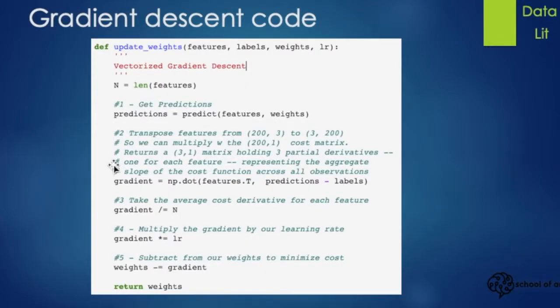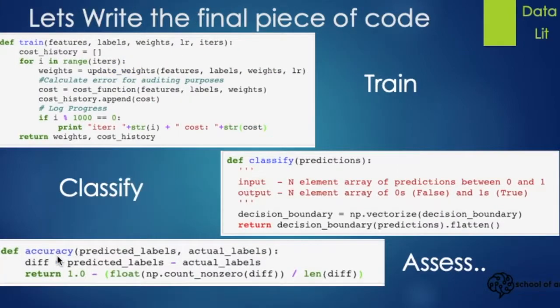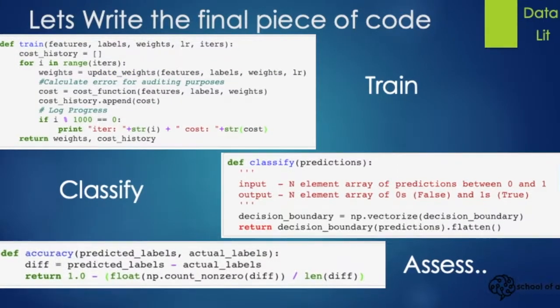Here is the code for gradient descent. So we have features, labels, weights and the learning rate here. And n is the number of features. So here we get the gradient and then we take the average and multiply it with the learning rate, which will give us the weights which we can use later.